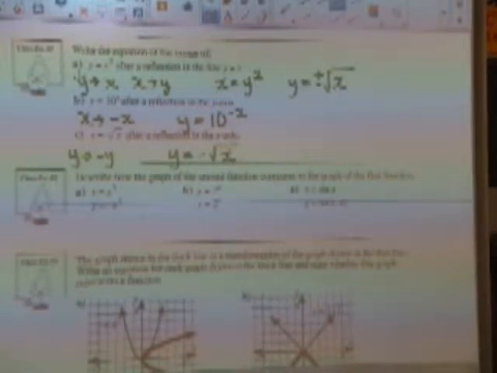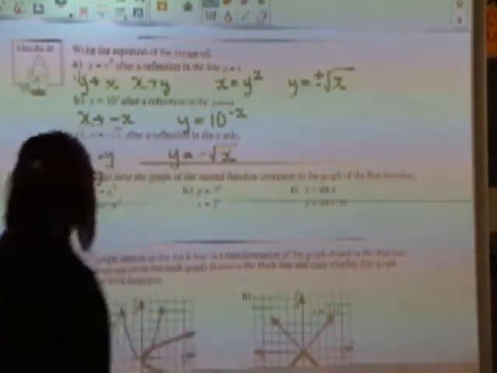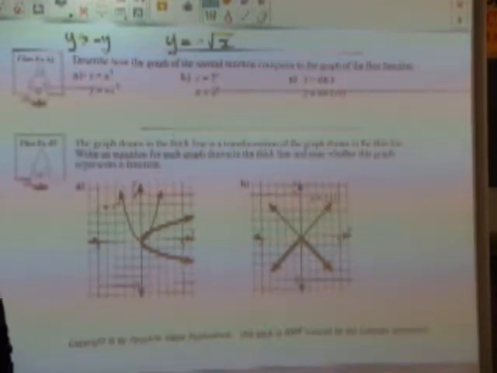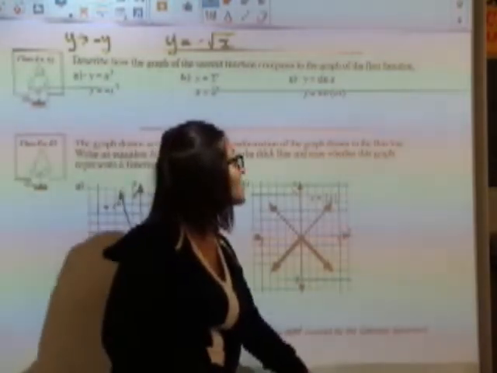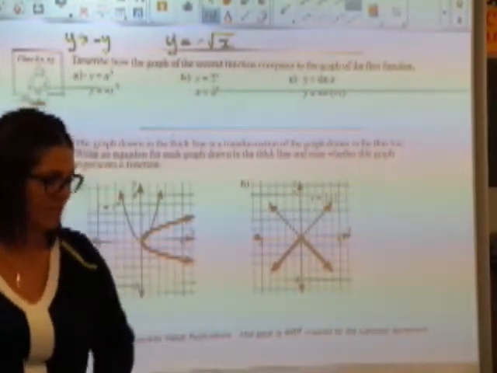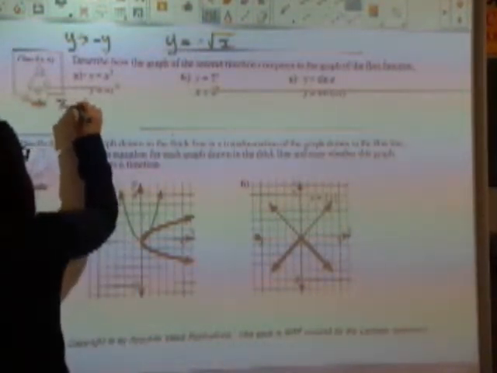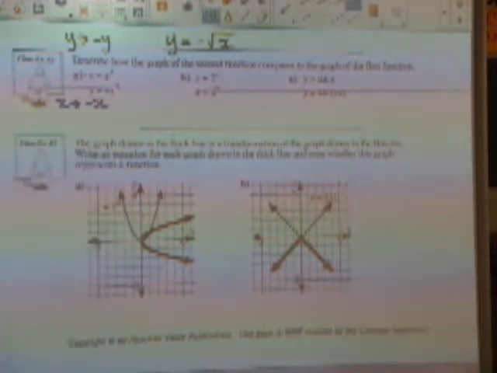Okay, the difference in class example number 2 is you're given the two equations, and the question is, how does the graph of the second function compare to the graph of the first? So if I have y equals x cubed, and then I have y equals negative x cubed, what was my replacement? X with negative x. And what reflection would that be? In the y-axis.